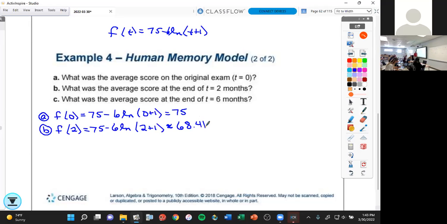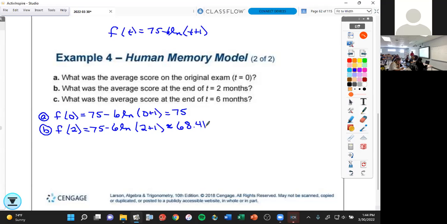Okay, does it make sense that the grade went down? Yeah. What about at 6 months? How much did it go down? It went down about 6.5 points. So in 2 months, it changed by 6.5-ish. Does that mean that if we go 6 months, it's going to do 3 times that? Not necessarily.